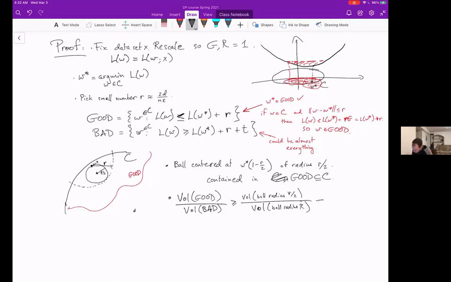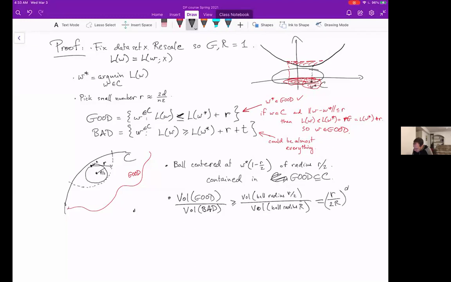So the ratio of, I don't need to know exactly what the formula is for the volume of the ball. The ratio of these two things is exactly r over 2r to the d, and we took big R to be 1, so that's really just r over 2 to the d. Okay, so that's nice, because that gives us a good handle. So r to the d is very small. R is a small number here. So r to the d is very small, but it's not 0. It gives me a handle on stuff.